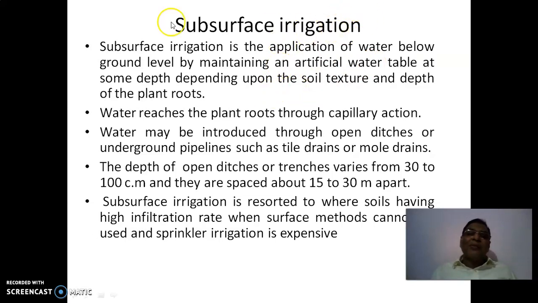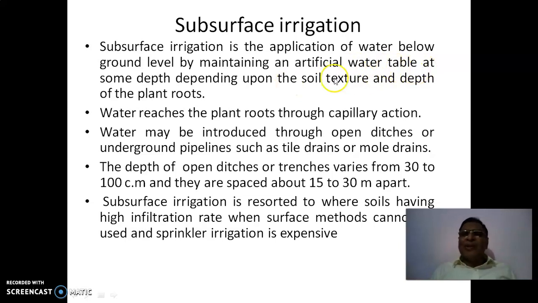That too, underground, you are running the water with the help of some trenches or underground pipelines maybe. We will be discussing that. While you are running that water underground, much of the evaporation losses are curtailed, so you are saving a lot of water. So that is why this is basically application of water below the ground level by maintaining an artificial water table.